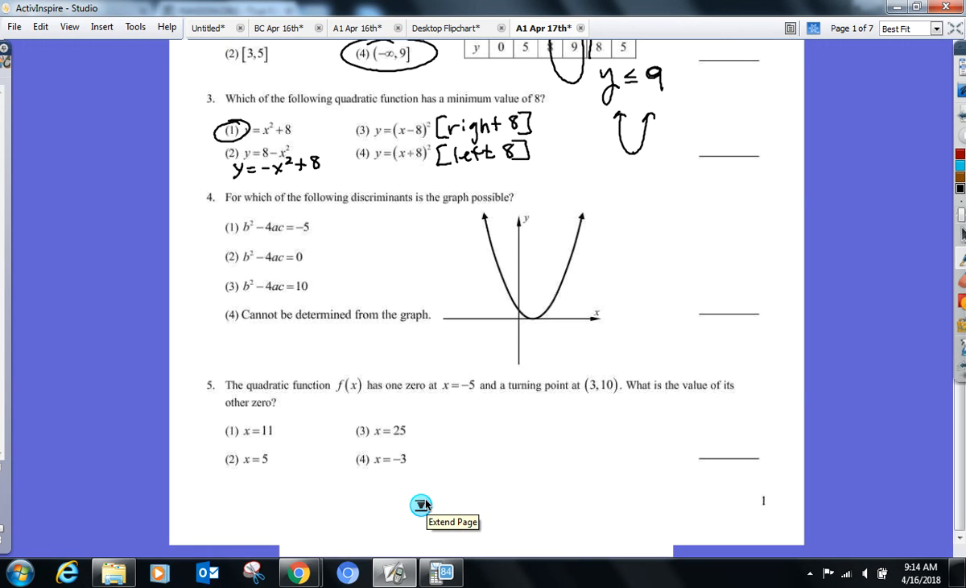Here's a graph. Tell me something about the discriminant. Here's what we just finished up. Tell me something about the discriminant. How many solutions does this have? 1, so the discriminant must have been 0. So we're doing choice 2.